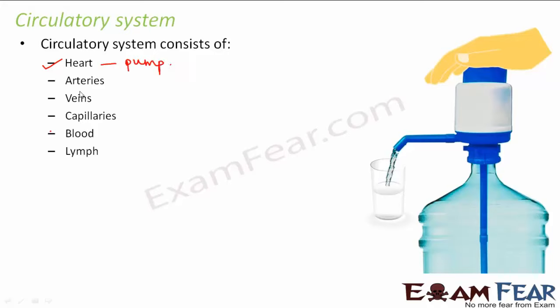So other than the heart, we have arteries, veins and capillaries. What are these three? These three are nothing but the blood vessels. As I mentioned before also, blood vessels means they are vessels. The word vessel means container. So a container containing blood. That means these are some kind of vessels which actually carry blood from one place to another. So they are the blood carriers.